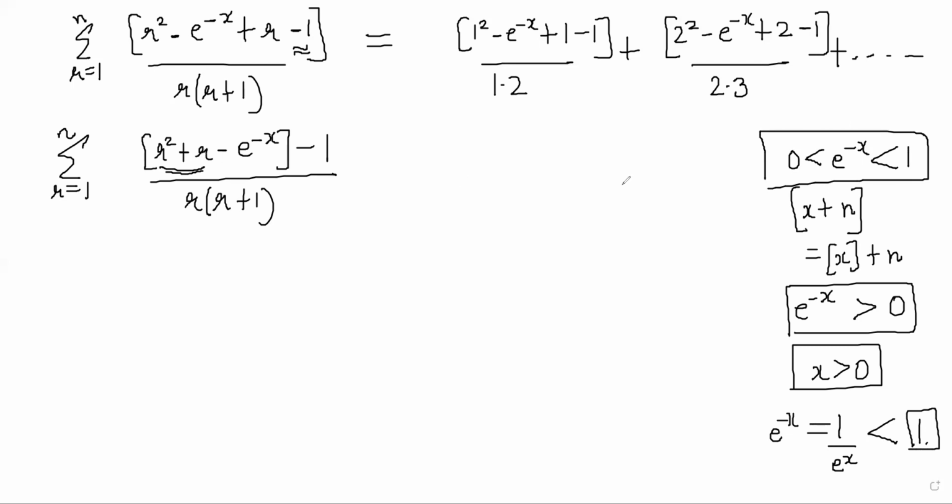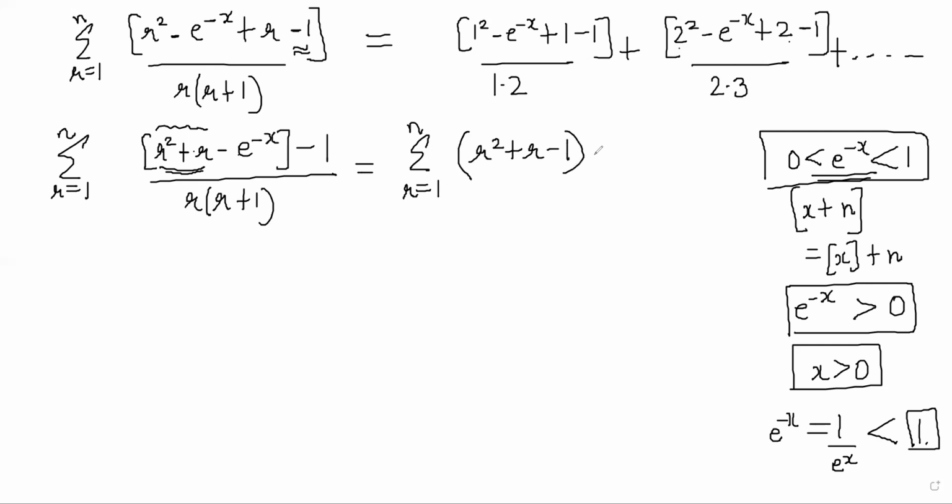So in that case, what are you doing to this r square plus r? You are subtracting something which is between 0 and 1, right? Now r square plus r would have been an integer. So let's say that integer was turning out to be 2 square plus 2, right? That would have been 6. But you are subtracting something slightly positive but less than 1. So it will be some 5 point something. So therefore, GIF of that will be basically, r is equal to 1 to n, GIF of r square plus r minus e power minus x will be simply r square plus r minus 1.